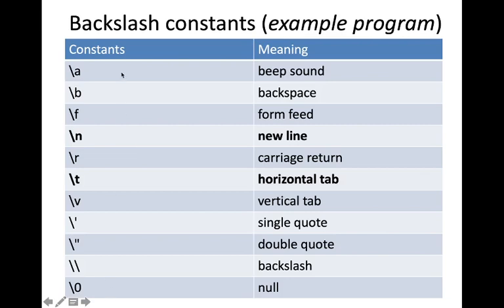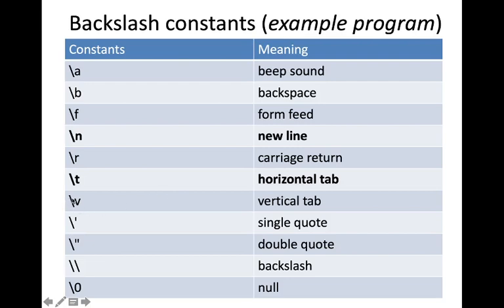Then these are some of the backslash constants. We won't be using all of these backslash constants always. We will be mainly using this \n and \t. That is why I have given them in bold letters. So \n is for new line and \t is for horizontal tab.